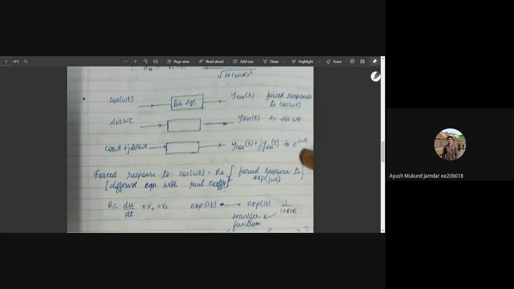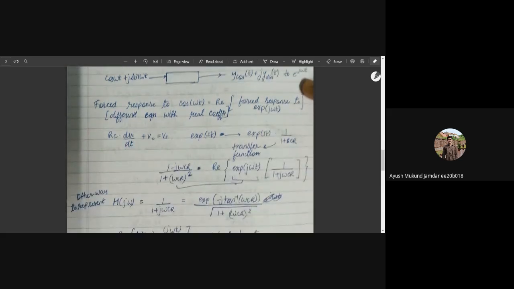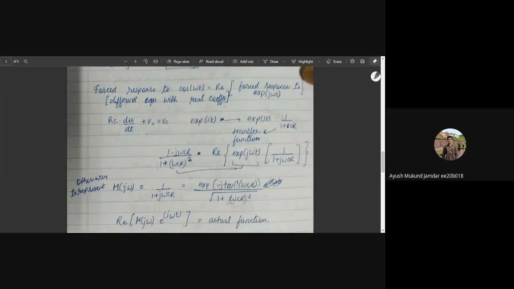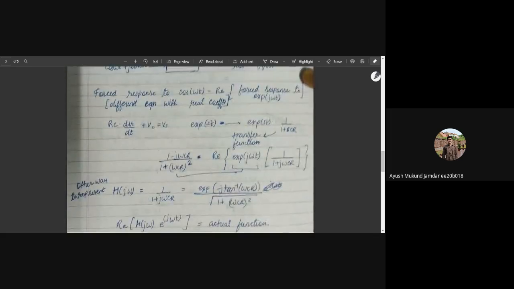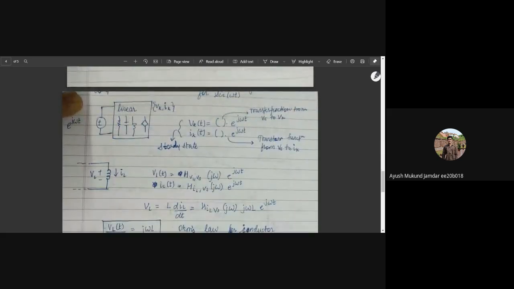And here comes another method to approach this. That is, the forced response for the sinusoidal input is the real part of h of j omega times exponential j omega t. This was another nice method towards it, and this is what we mostly use when solving problems. That is just taking the real part of what it was for the exponential signal, and going ahead.